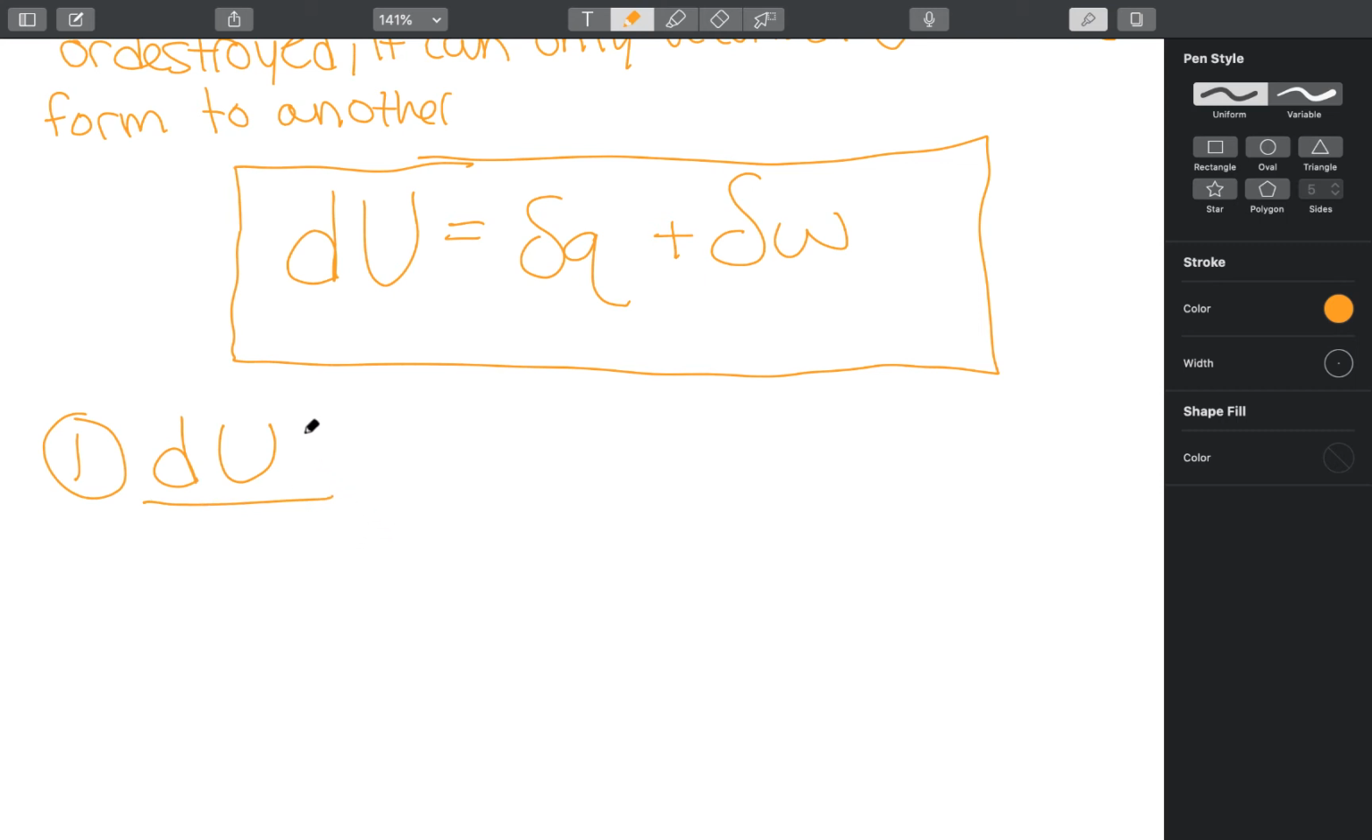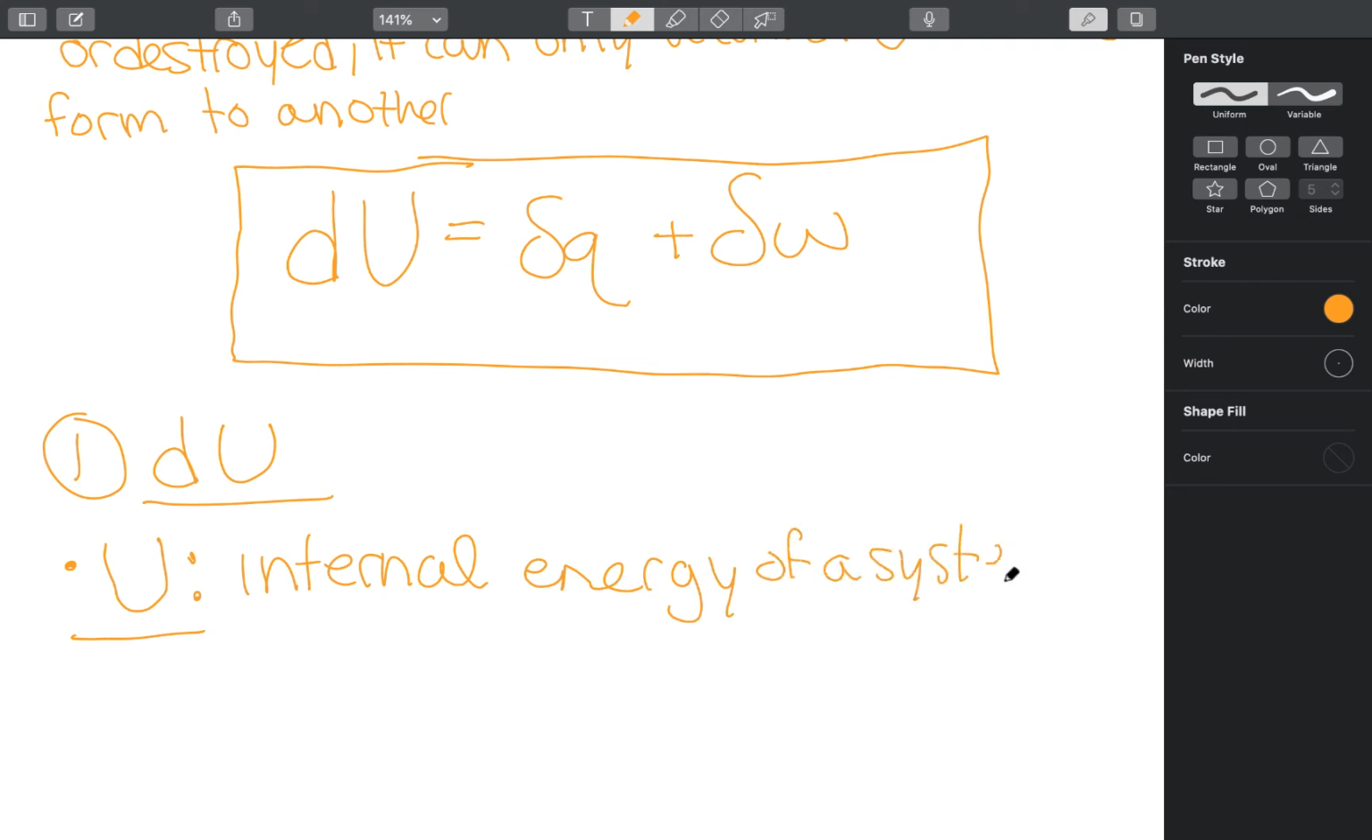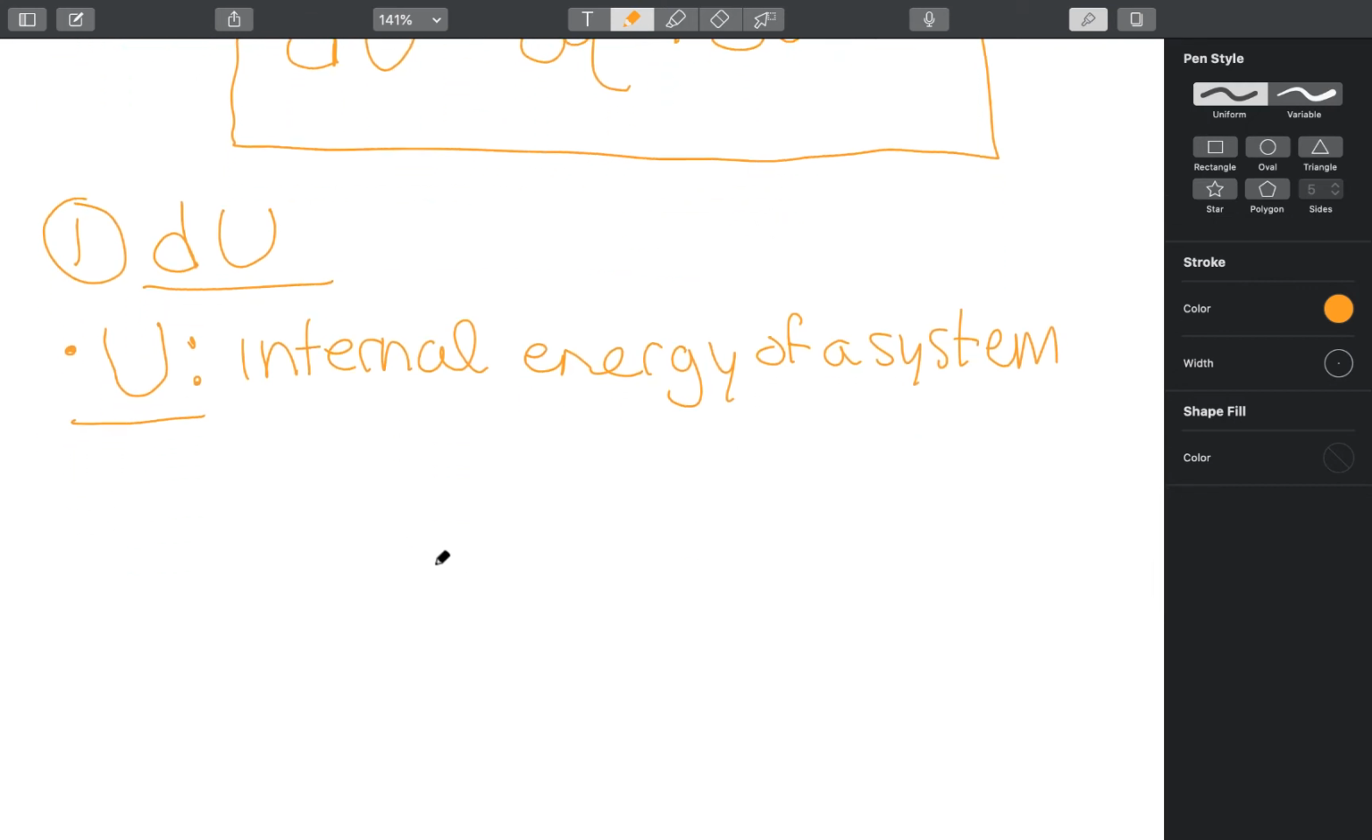So before we get into dU, let's talk about U. So what is U? U stands for the internal energy of a system. So U is the internal energy of the system. And U is a state function.